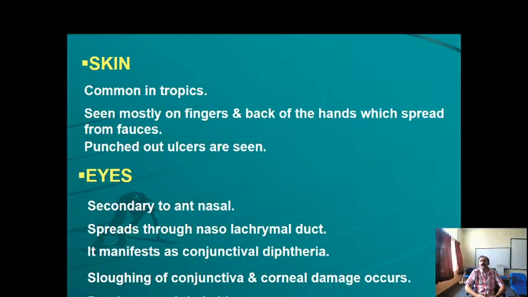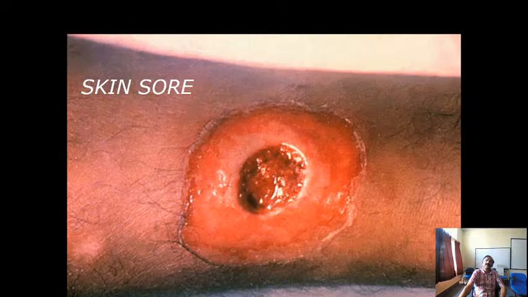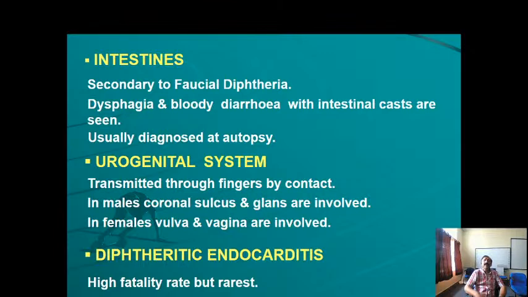Sloughing of the conjunctiva and corneal damage occurs, and sometimes, very rarely, you get panophthalmitis. This is the skin sore which we talked about in cutaneous diphtheria, and you can have some cases which go to the intestine secondary to faucial diphtheria. Dysphagia and bloody diarrhea with intestinal casts are seen, usually diagnosed at autopsy, because by the time the disease has spread so much, it's not possible to diagnose it just with the bloody diarrhea or dysphagia.